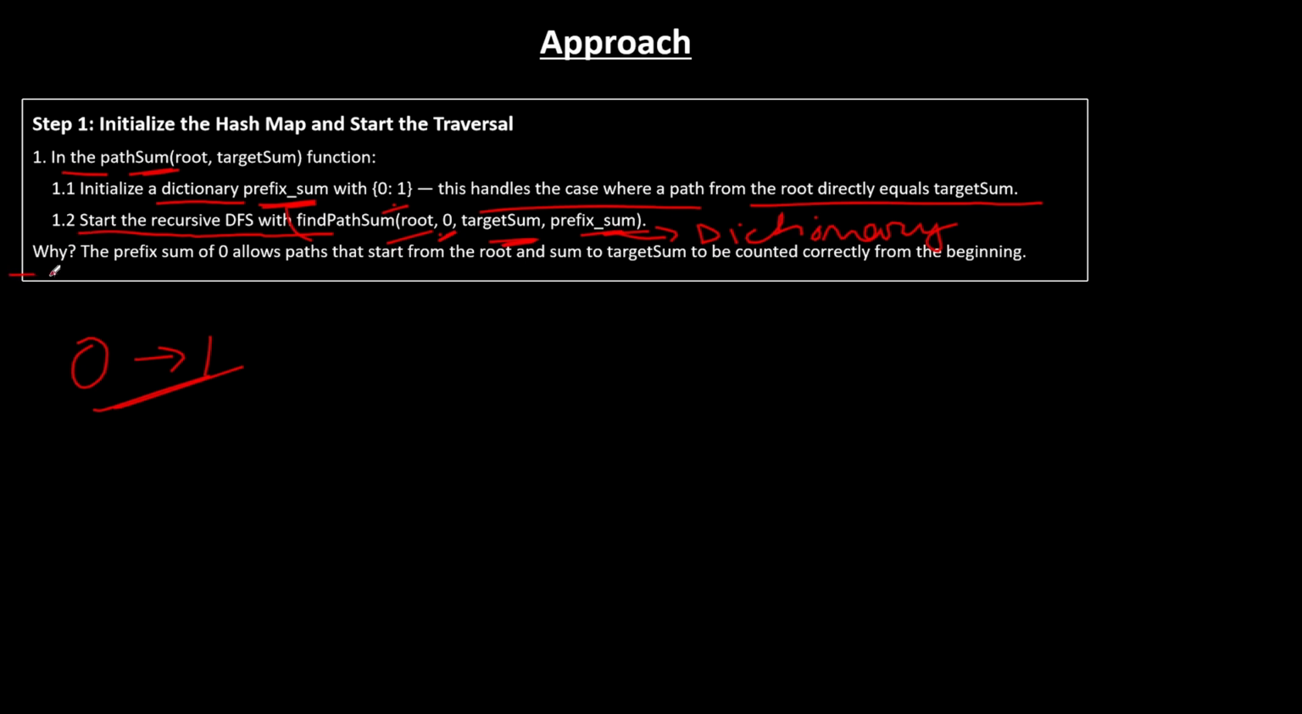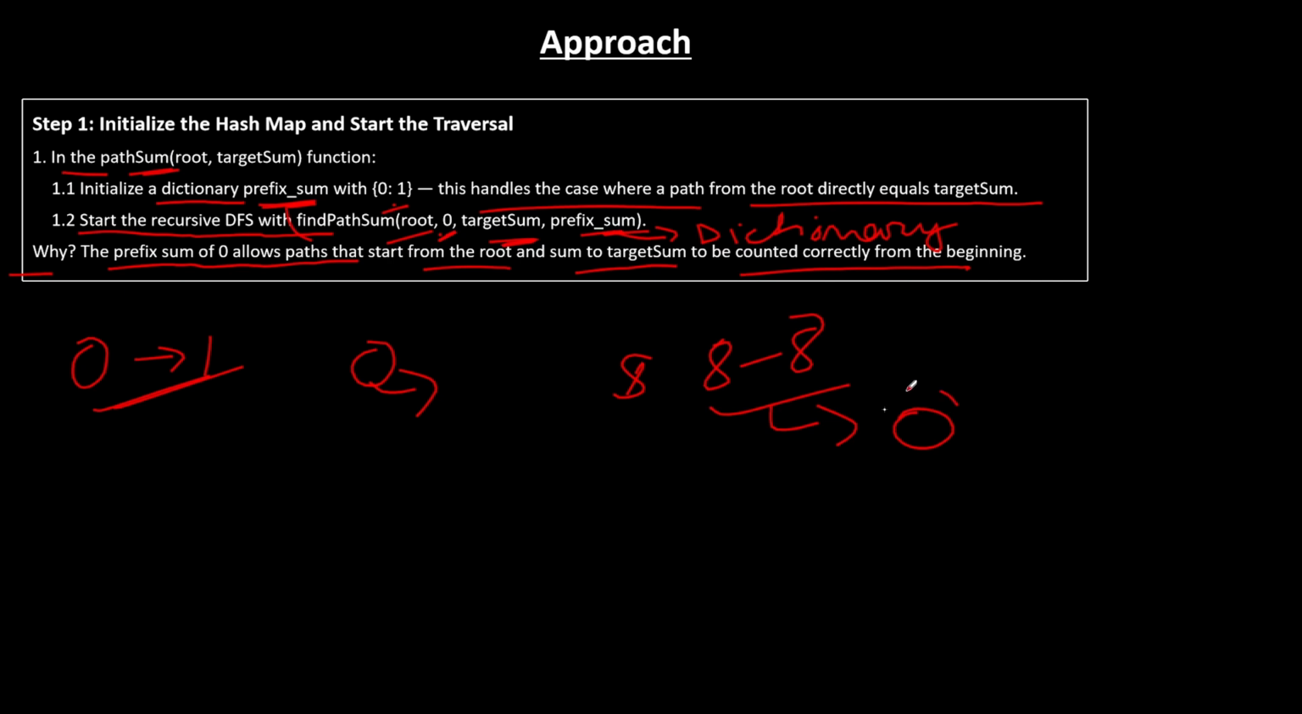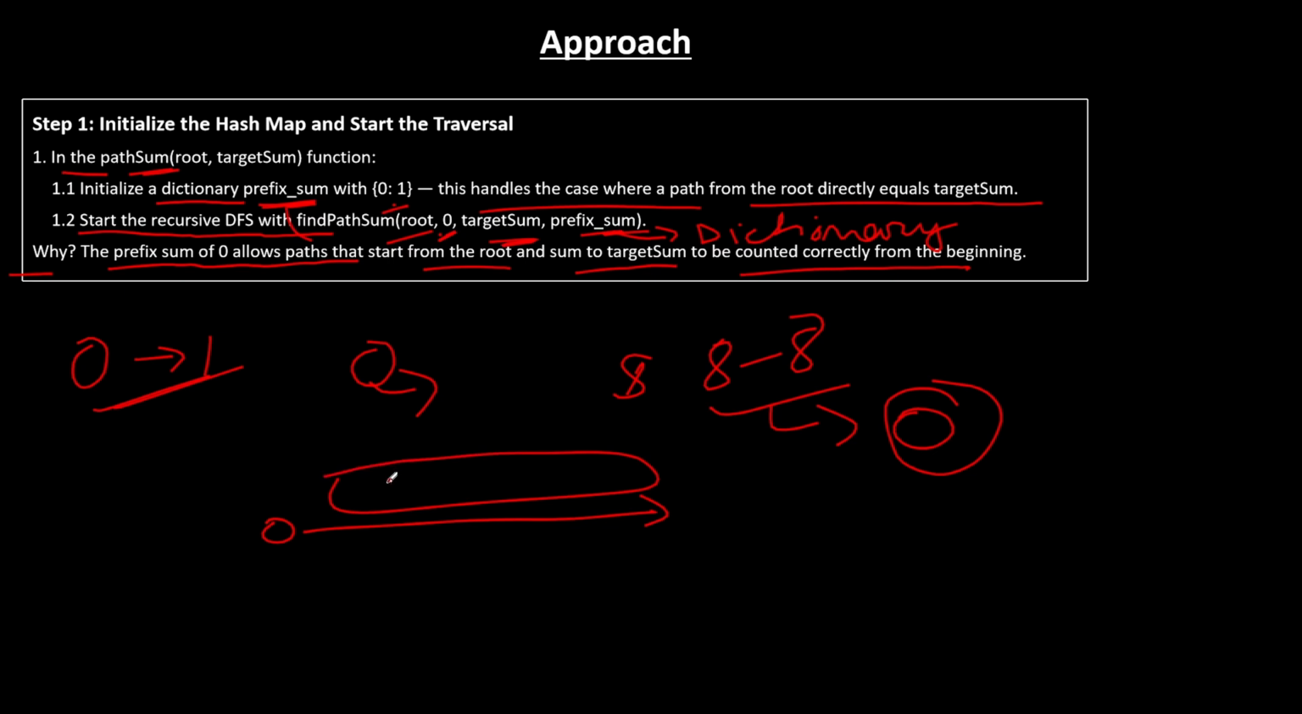And why do we do this? Prefix sum of 0 allows paths that start from the root and sum to the target sum to be counted correctly from the beginning. So why do we store 0? We stored 0 before because there might be a case where the sum is 8 and the difference is also 8, and it becomes 0. So there might be a path from the root to somewhere where we get a sum of 8. That is why, to be on the safe side for the target sum to be calculated correctly, we store 0 beforehand.